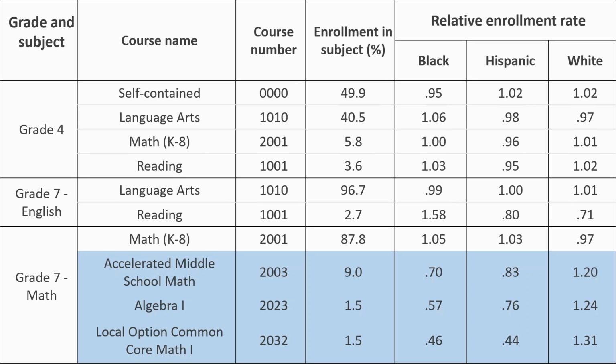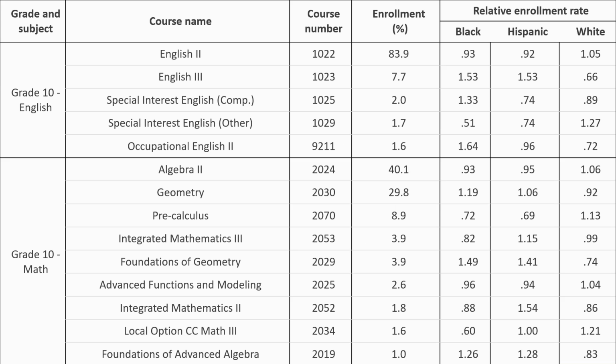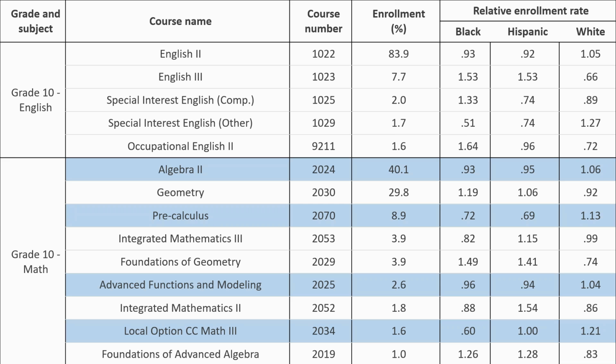So in 7th grade math, you see that 3 courses were disproportionately taken by white students, and they are Accelerated Math, Algebra 1, and Local Option Common Core Math 1. You could say maybe those are more advanced classes. Let's go to 10th grade. More classes. Again, I show you these in blue are the classes disproportionately taken by white students. Look at them: Pre-calculus, Advanced Functions and Modeling, and Local Option Common Core Math 3.